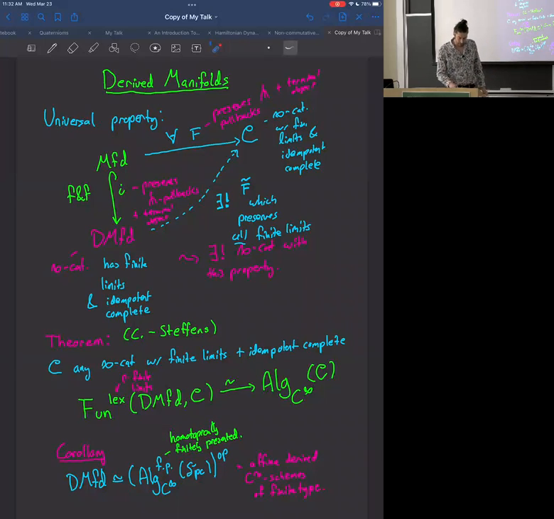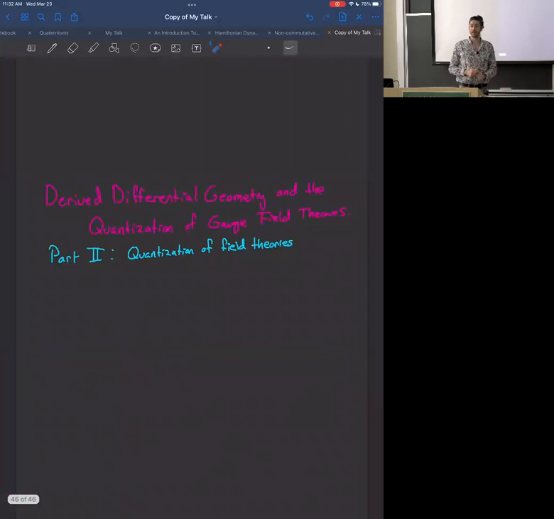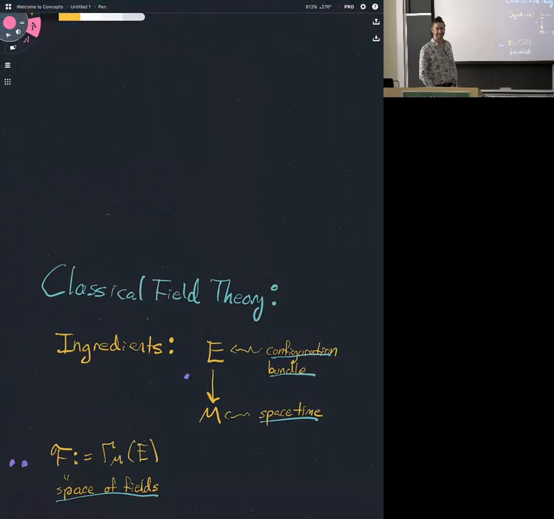Okay, so you can also do this for supermanifolds. Everything works. Okay, and now I want to go to part 2 of my talk. I'm going to talk about field theories. So I'm going to jump out of this program and go into this program, which is where I have a more interactive presentation here.